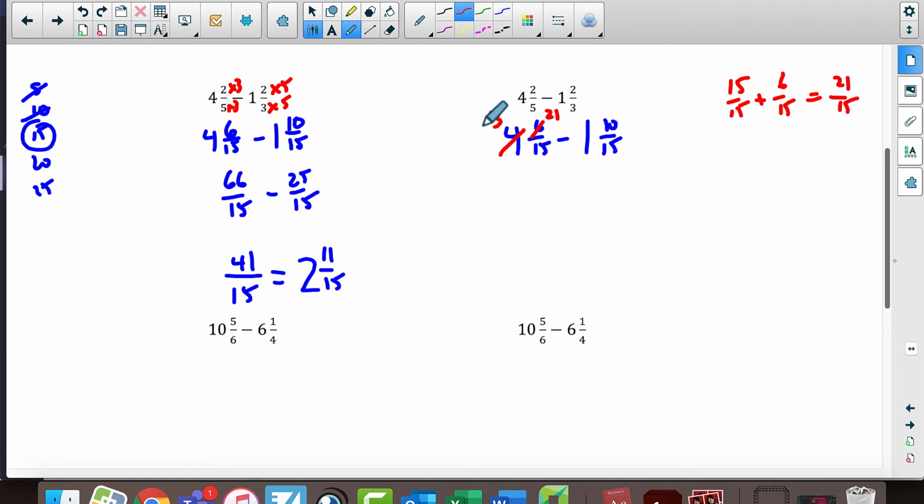All right, I can do this very quickly now. 3 take away 1 is 2. And 21 15ths take away 10 15ths. Well, the denominator stays the same. 21 take away 10 is 11. And I got the same answer.